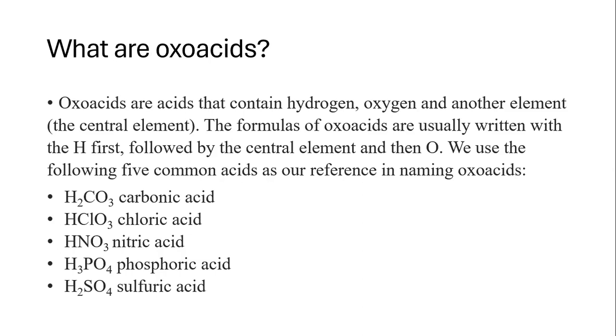What are oxoacids? Oxoacids are acids that contain hydrogen, oxygen, and another element, the central element. The formulas of oxoacids are usually written with the H first, followed by the central element and then O. We use the following common acids as our reference in naming oxoacids. H2CO3 is carbonic acid. HClO3 is chloric acid. HNO3 is nitric acid. H3PO4 is phosphoric acid, and H2SO4 is sulfuric acid.